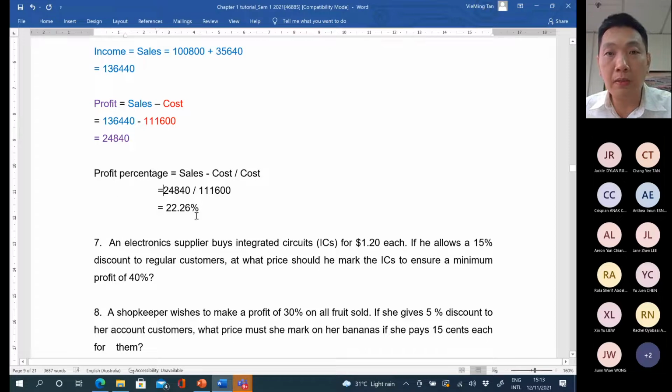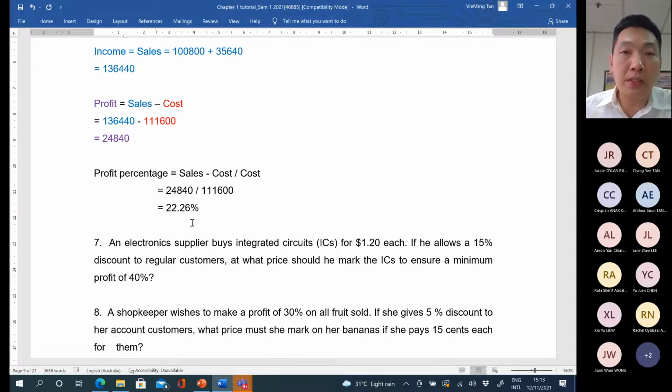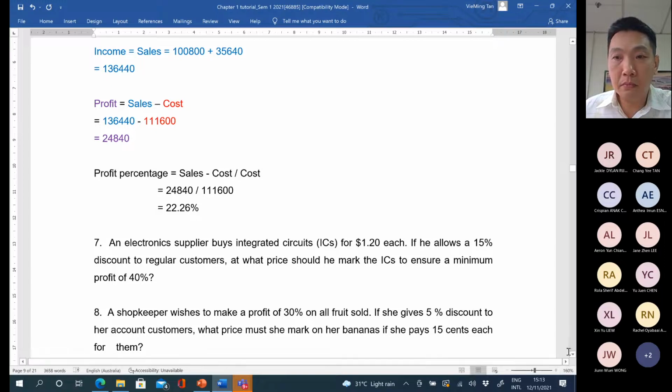So substitute here directly. And then the cost is 11600. Substitute here. Simplify, you can leave the answer in two decimal places. Leave the answer in percentage as well. So you'll get 22.26%. So this is question number 6.